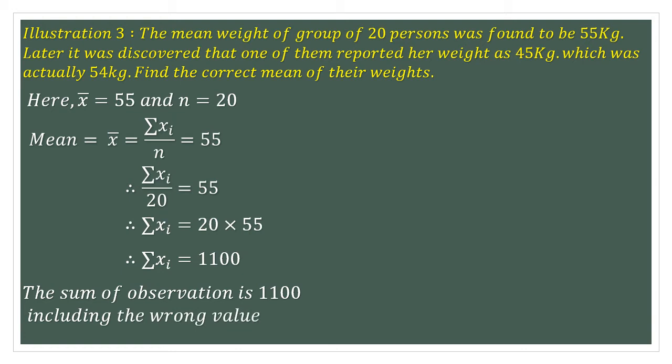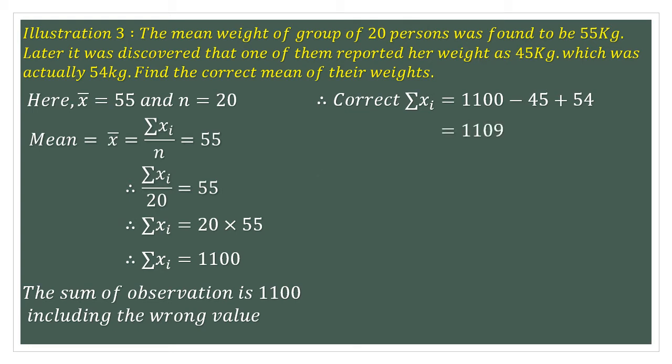So now I am going to correct this value. My aim here is to correct the value of mean. So to correct the value of mean, I need to correct the value of total. The wrong total here is 1100. I will deduct the wrong value and add the correct value. That way I will get the correct total. So summation xi is 1100 minus wrong value 45 plus correct value 54. So the correct total is 1109.